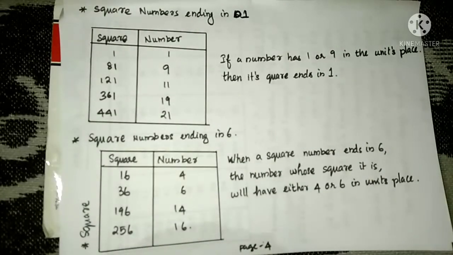Let me ask you a question. Can you find more such rules by observing the numbers and their squares?